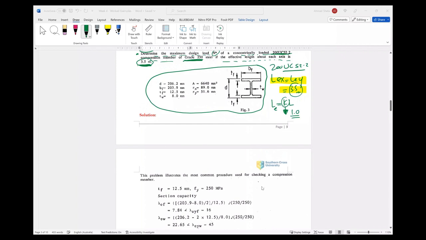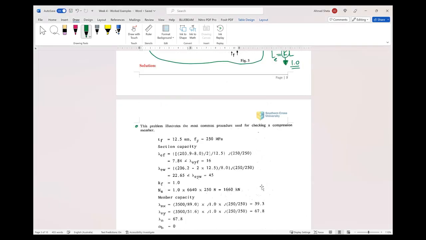So these are the dimensions here, and this is the area, and Rx, Ry, which are the radii of gyration we will need in the solution. This problem illustrates the most common procedure used for checking a compression member. What we need to know here is T flange 12.5, and F yield, depending on the grade, is 250 MPa.